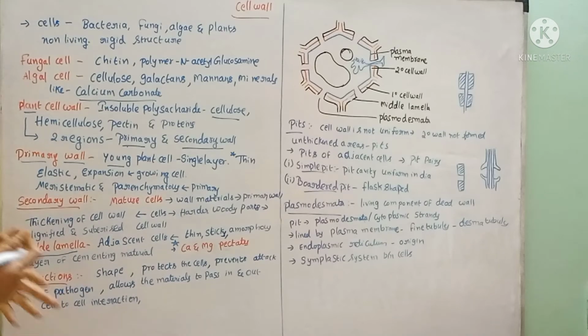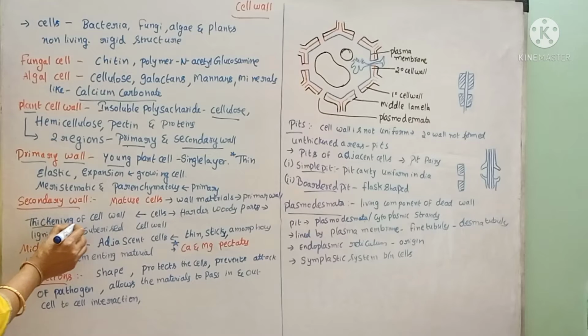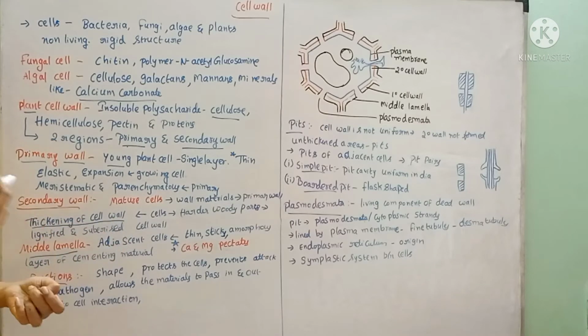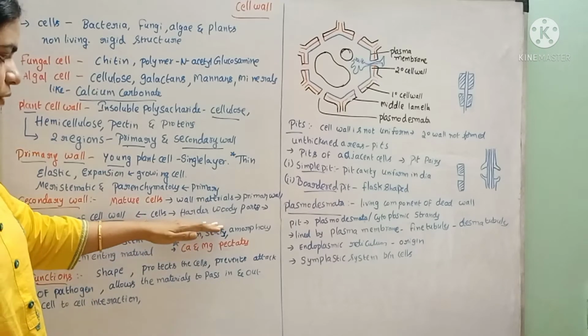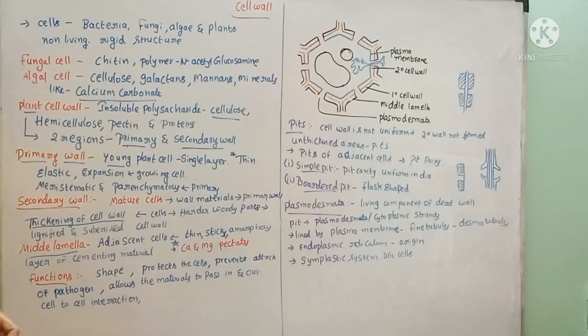Because of the addition of these layers, the thickening of the cell wall takes place. Finally, several layers of cell wall material are added inside the primary wall, and this causes thickening of the cell wall. These secondary walls are present mostly in the harder and woody parts, like the lignified and suberized walls. They consist of the secondary walls.